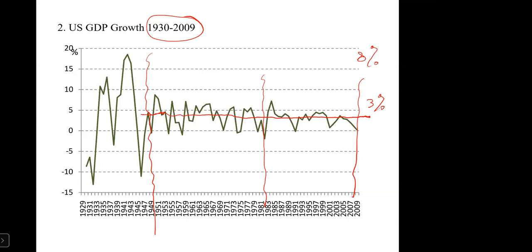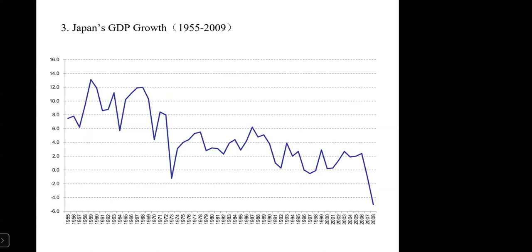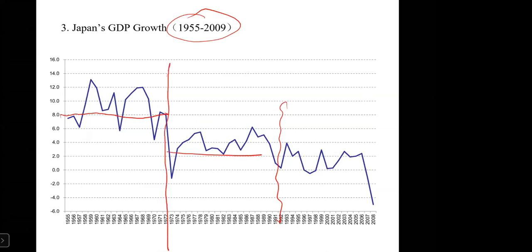Now we can look at another country, Japan. In Japan we look at after World War II. You may want to look at two time periods: pre-1990 and after. You can see that the growth rate of Japan is fairly significant, particularly right after World War II. So maybe you can just take 1970, and then it's here, and then it's here. Right?